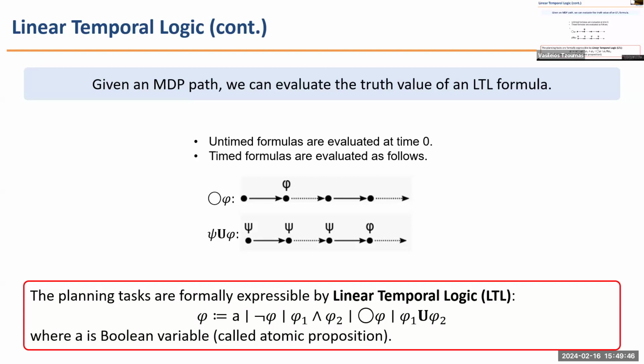For example, the circle phi means that phi should hold at the next time instance. This basically means that if I observe a sequence where phi appears at the second step of the labels, then it is satisfied. If phi does not appear there, then the formula is violated. And the same for until. Until basically means that psi should hold true all the time until phi becomes true.